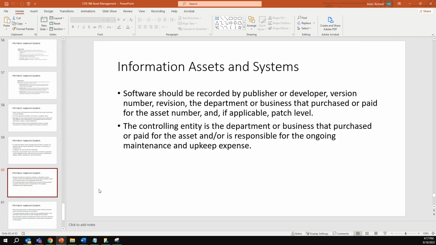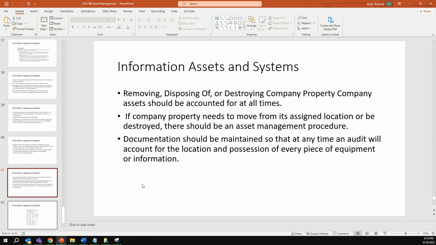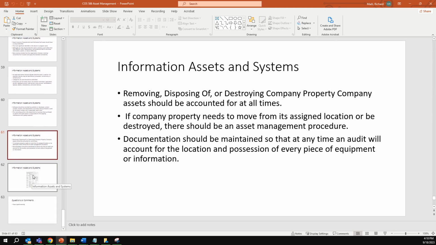So the controlling entity is the department or business that purchased or paid for that asset. So you should also properly remove or destroy that asset. So I know, like the analytics team, healthcare for the state government, they borrow data which could be sent over on a disk, a CD, and could be used over time. They're responsible for destroying that information at the end of that contract. So they need to, or even physical hard drives, how they're destroyed and so forth.